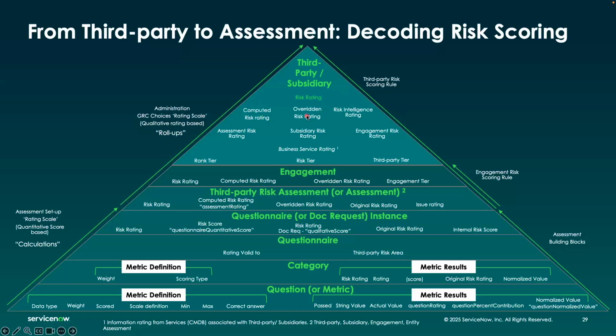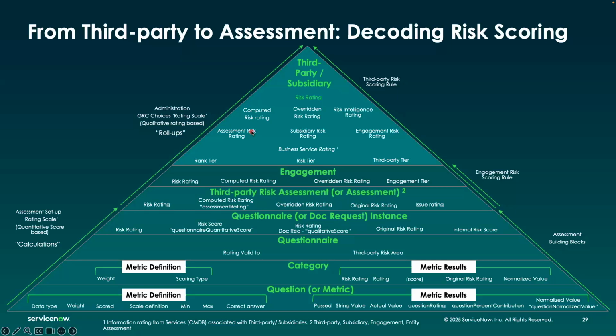Overridden risk rating. If the third-party risk manager decides to override the computed risk rating, then it is stored in this attribute. The risk rating updates to now reflect the overridden risk rating. Risk intelligence rating. The risk intelligence rating is derived from the risk intelligence scores from the external service providers, and it is converted into a qualitative risk rating using the risk rating scale.